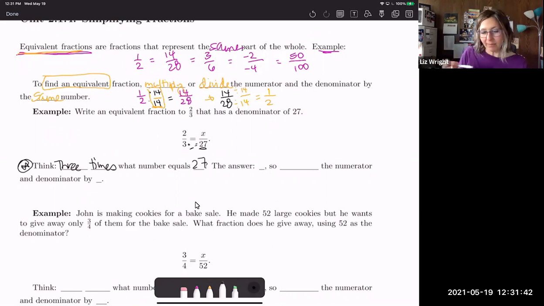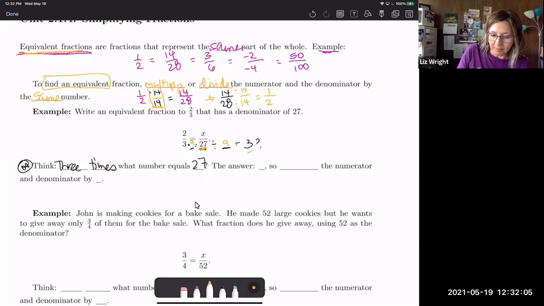On the flip side of that, you could also say 27 divided by what is going to give me 3? That could be the other question that you're asking yourself. Again, I know this is an oversimplified example, and I would hope you would say 9. Well, 3 times 9 will give you 27. 27 divided by 9 will give you 3.